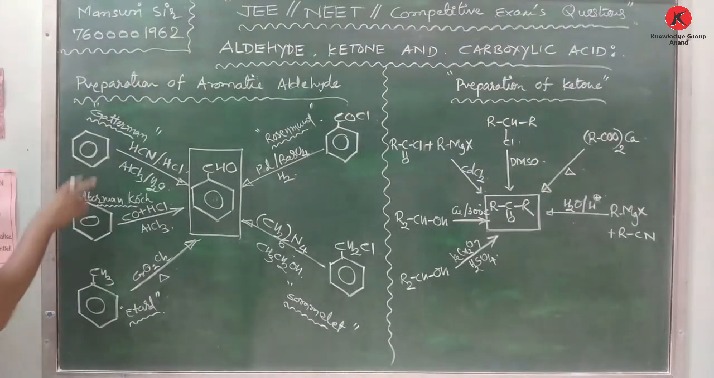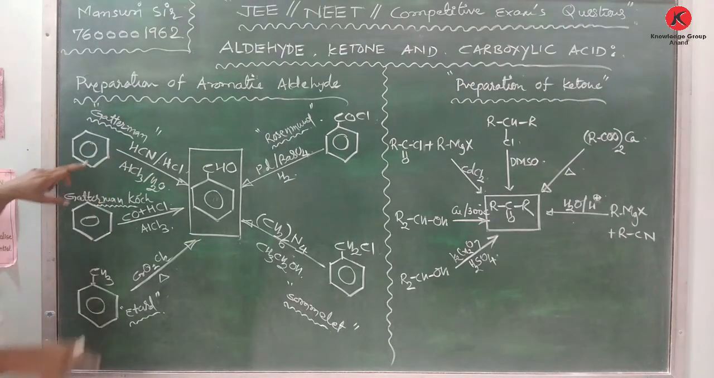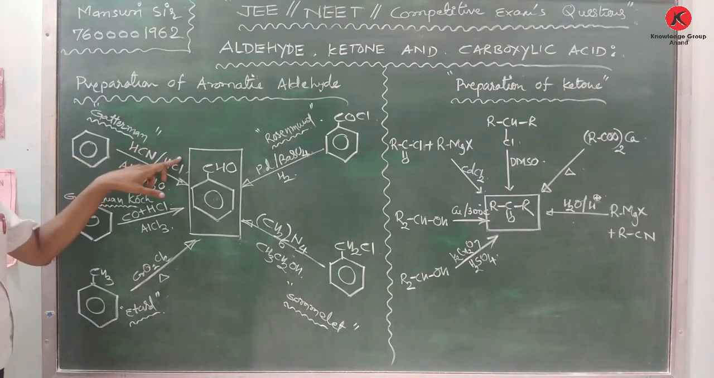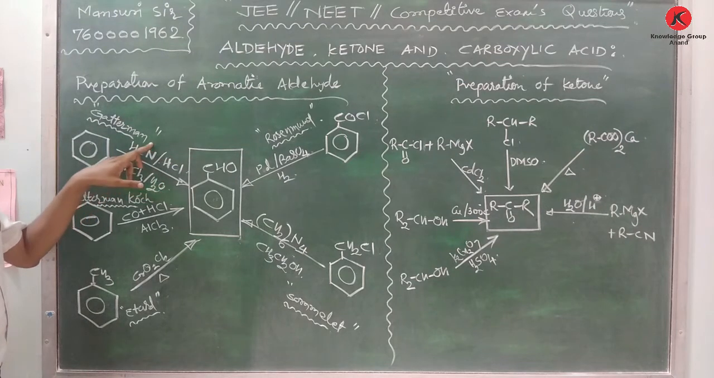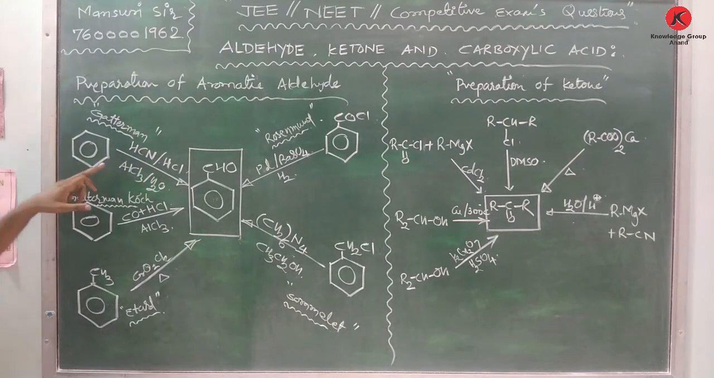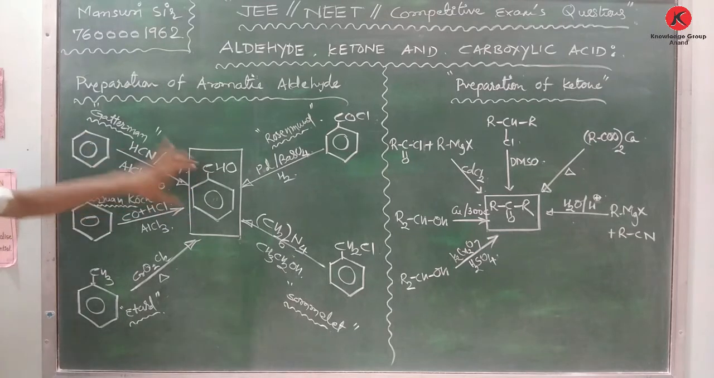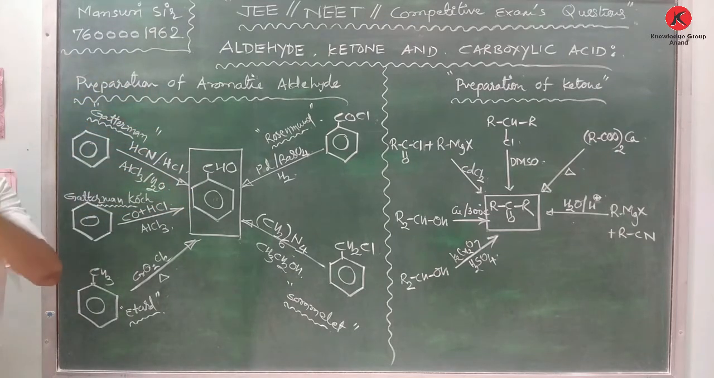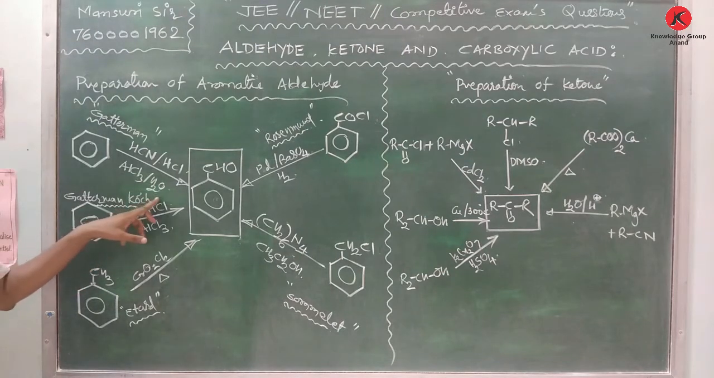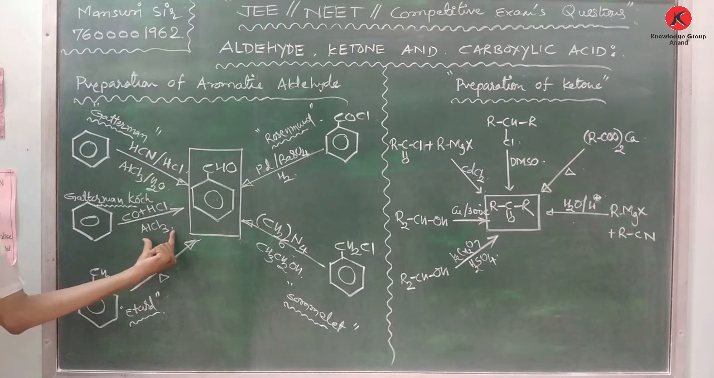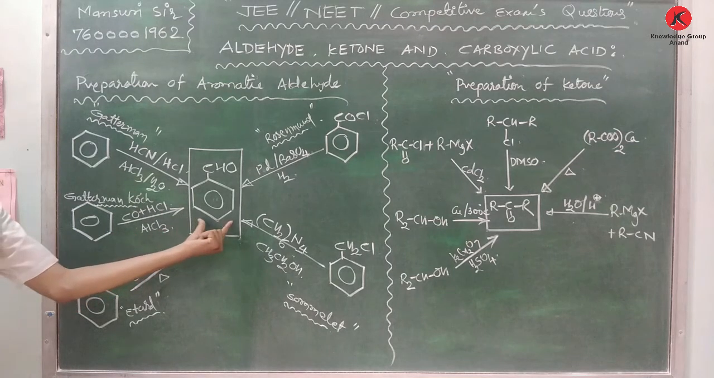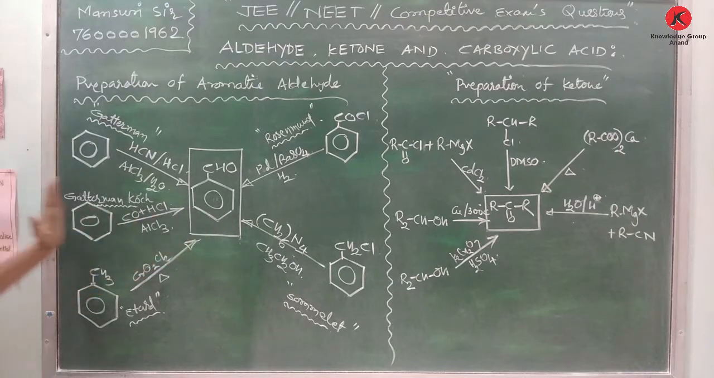Let me see. When benzene reacts with the mixture of HCl and hydrogen cyanide, in presence of aluminum chloride, then benzene is converted to benzaldehyde. This reaction is known as Gattermann reaction. Now thereafter, benzene reacts with the mixture of CO and HCl in presence of AlCl3, then we obtain benzaldehyde. This reaction is known as Gattermann-Koch reaction.